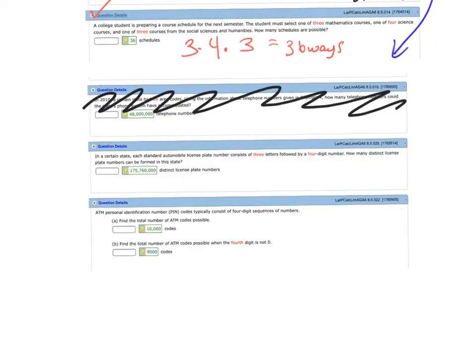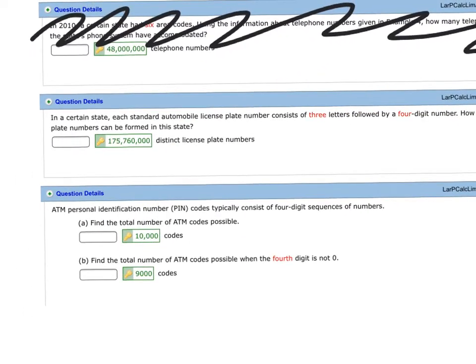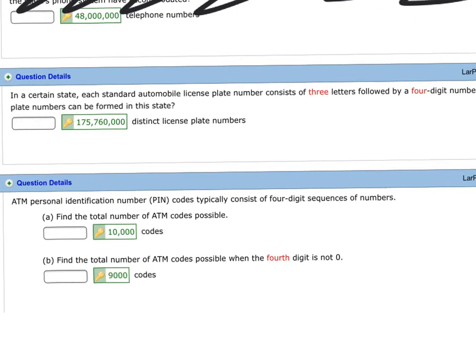Okay, so this is how you guys should think through these problems. Read the question. It says a standard license plate consists of 3 letters and 4 digits. So write out 3 letters and then 4 digits. There's some stuff that you need to know. You need to know how many letters are in the alphabet, and how many digits there are, 0 through 9.